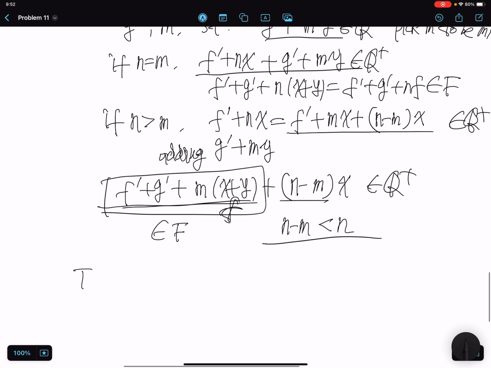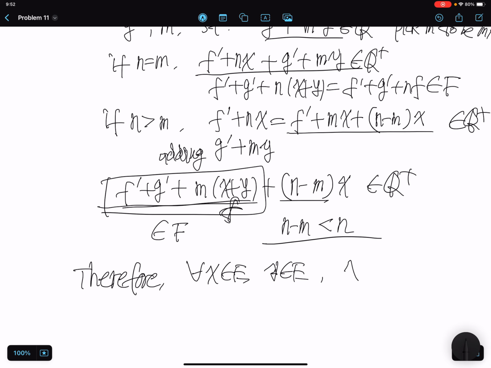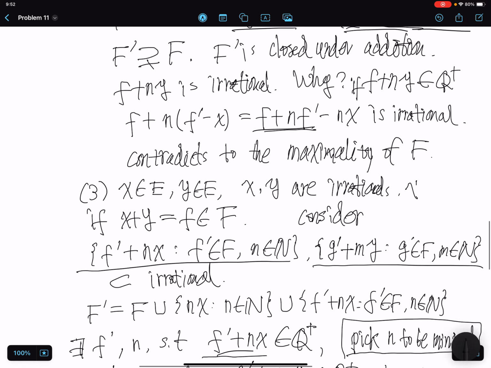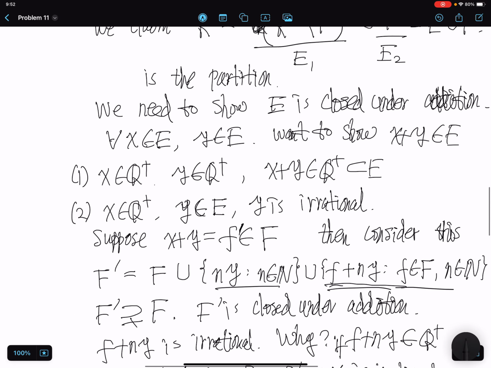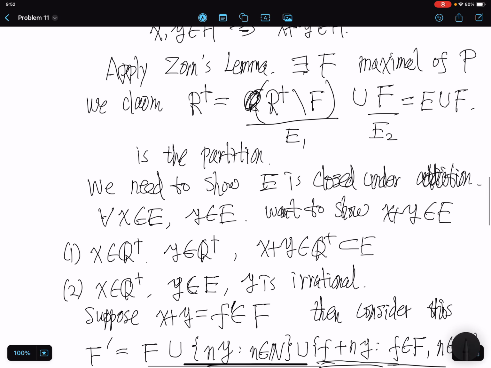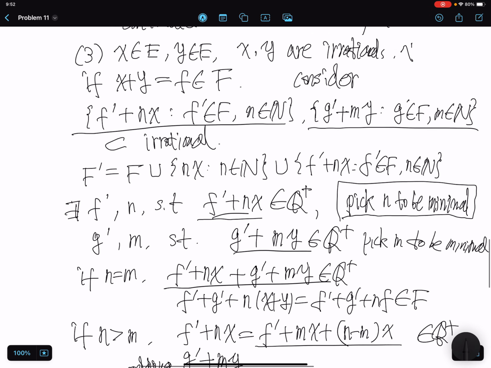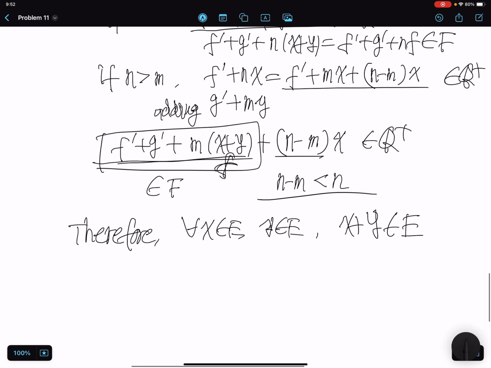Which therefore, for all x in E and y in E, x plus y is also in E, right? So from here, I have all of this. So actually now we have this partition. So E union F is a partition, right?